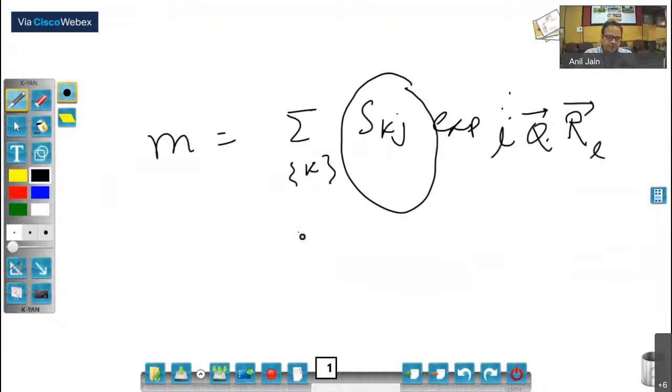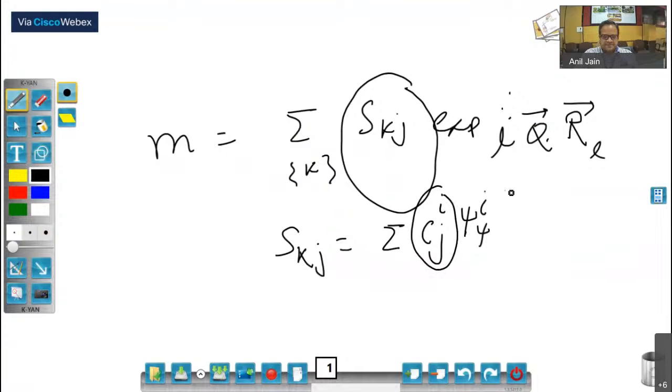And this Fourier coefficient can be written as a summation of this basis vector. So then these are the coefficients and these are the basis vectors. So this basis vector tells us what can be the direction of the moment.